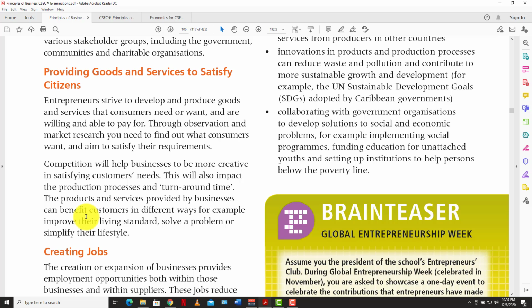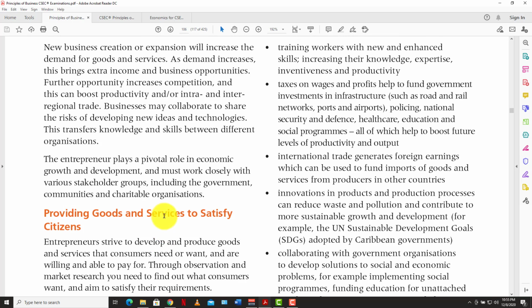The products and services provided by businesses can benefit consumers in different ways. For example, improve their living standard, solve problems, or simplify their lifestyle. Of course, those are ways in which businesses can help develop the country socially and economically, just because of the goods and services they provide. They can enhance the quality of life of persons. Could you imagine us not having certain types of phones, certain types of technology today because it was never created? So think along that line, and you can understand how we can impact the standard of living and the quality of life for individuals, make things easier.